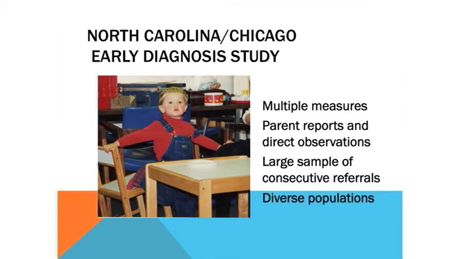When I moved to North Carolina, I was determined to do this, but do it in a better way. So what we wanted to do was have multiple measures of what the kids were like when they were 2 and as outcome measures. We wanted to use both parent reports and direct observations. We wanted to have a systematic way of collecting consecutive referrals that weren't just whoever I happened to see. And we wanted to have a more diverse population.